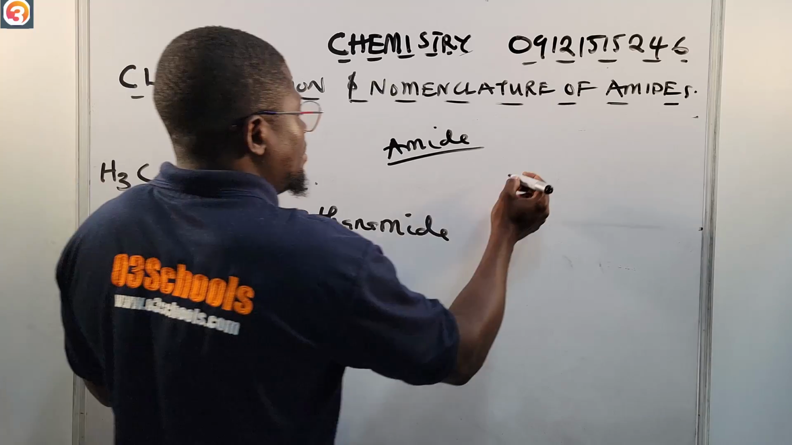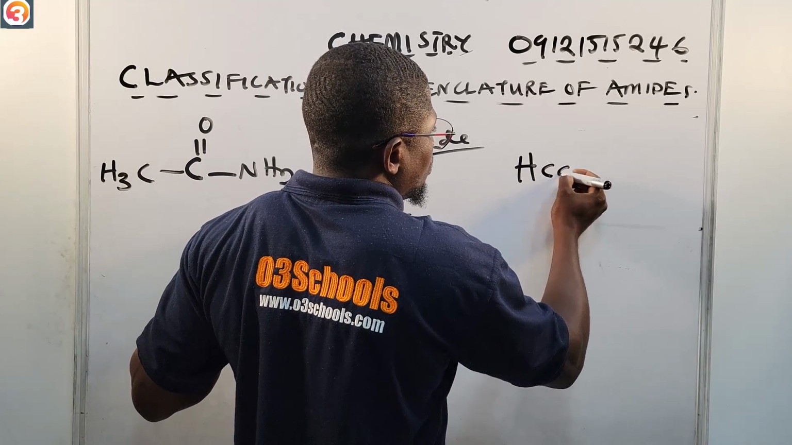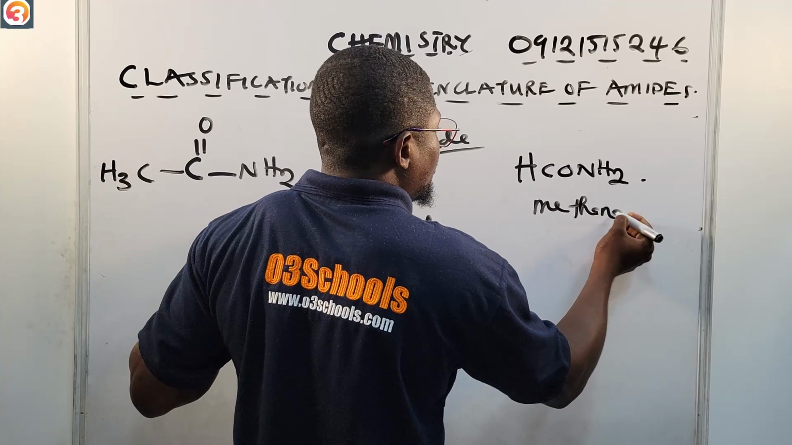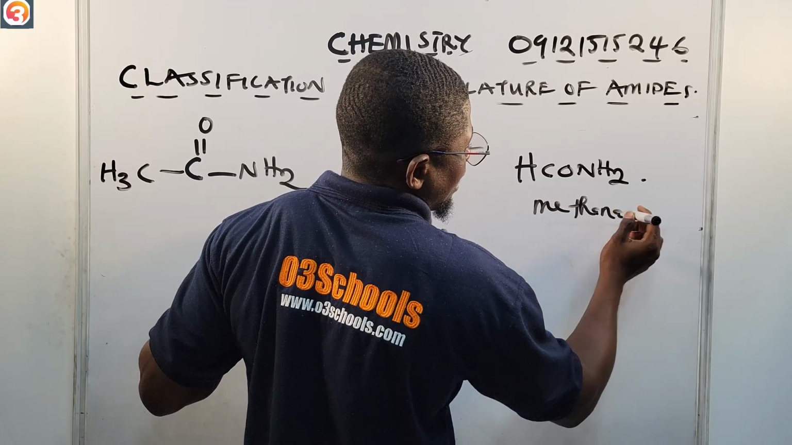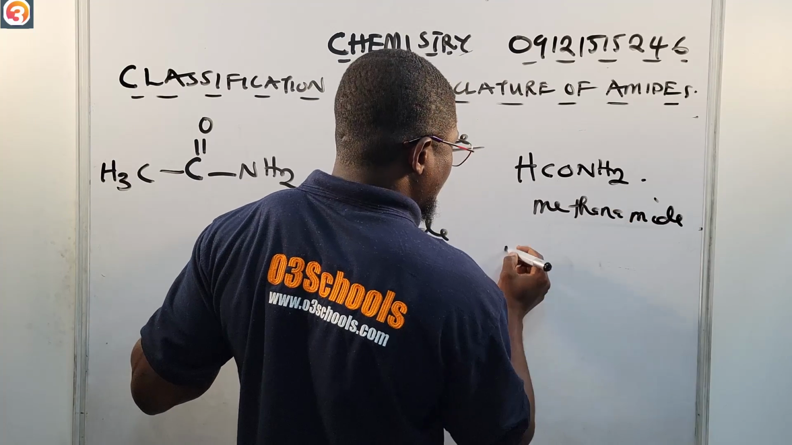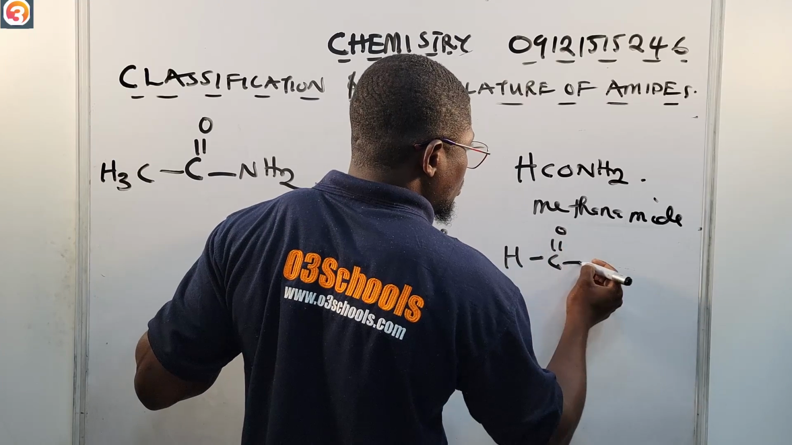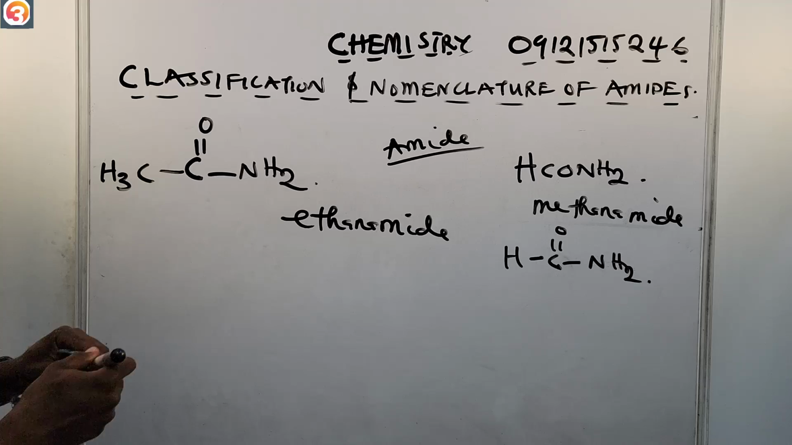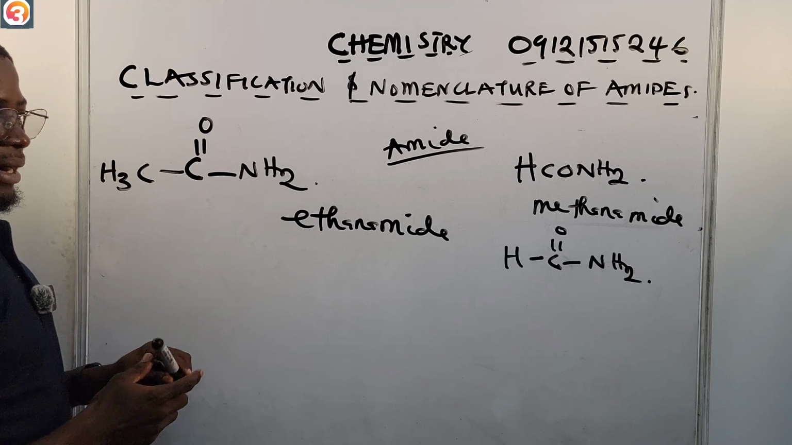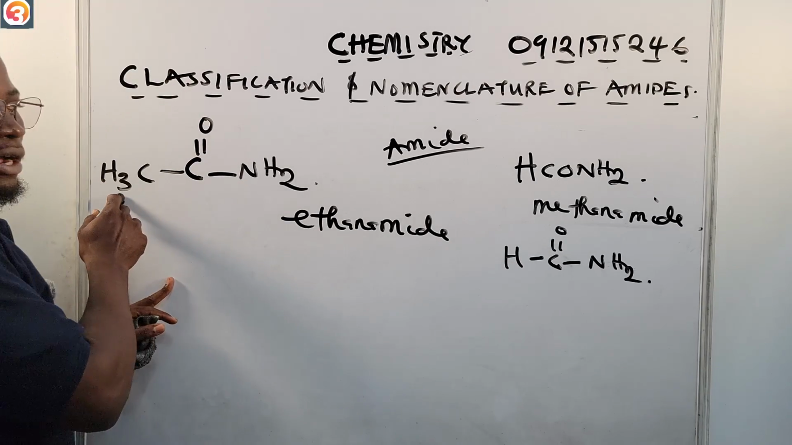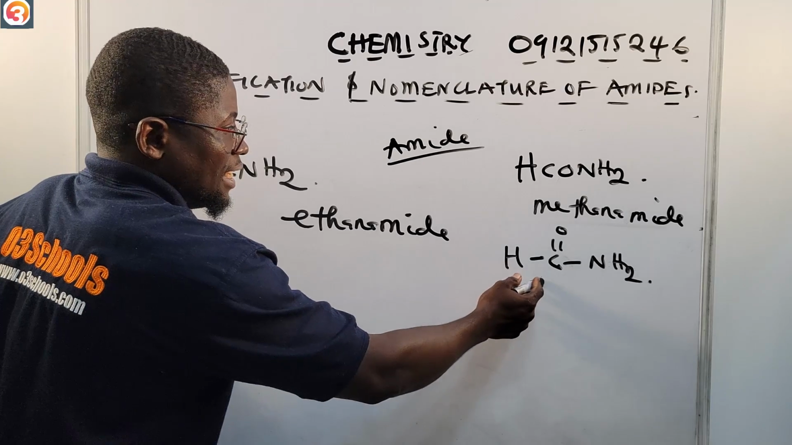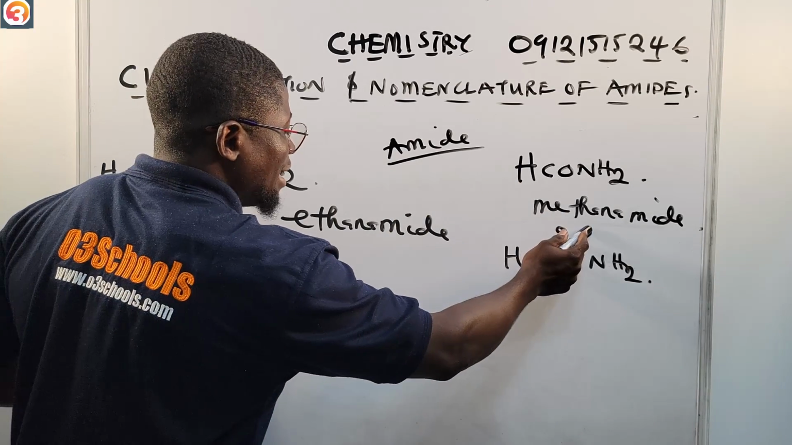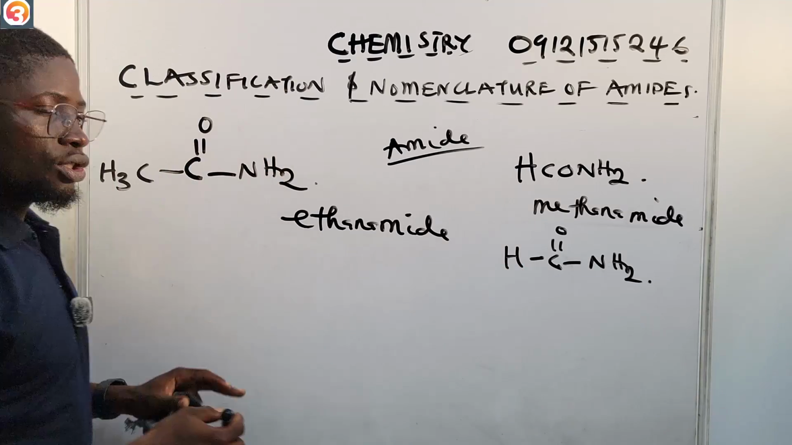So remember, our methanamide is HCONH2. This is our methanamide. We represent it like this: C double bonded to O, then NH2. So this is our methanamide, while this one is our ethanamide. This R group here is a methyl group. That's why I say it's an ethanamide here, and it's a methanamide here, because here the R group is H. So take note of that.